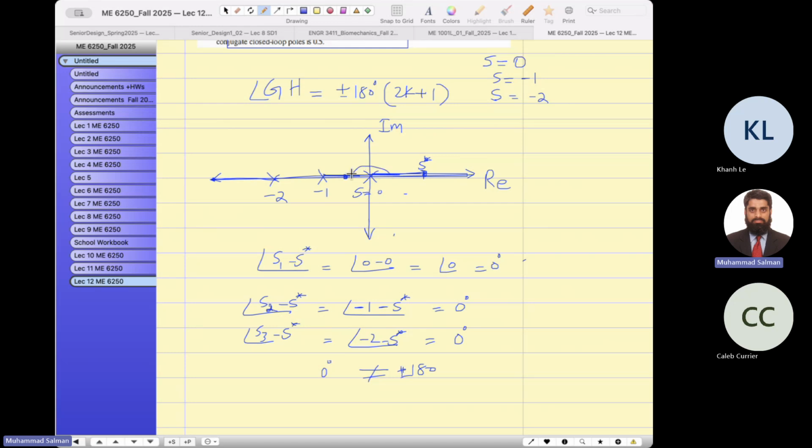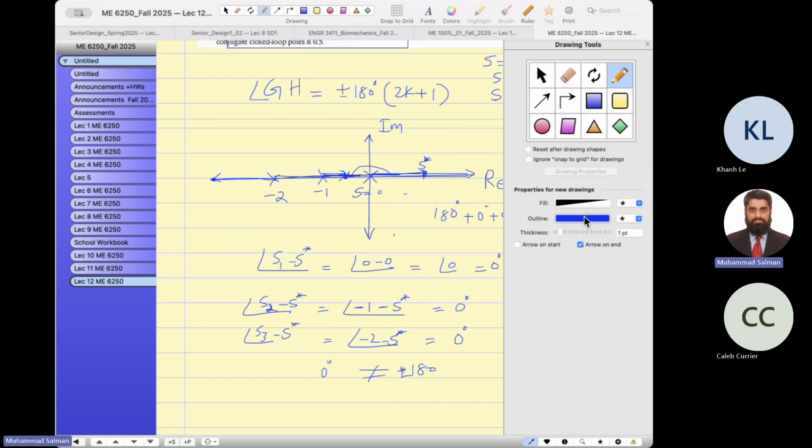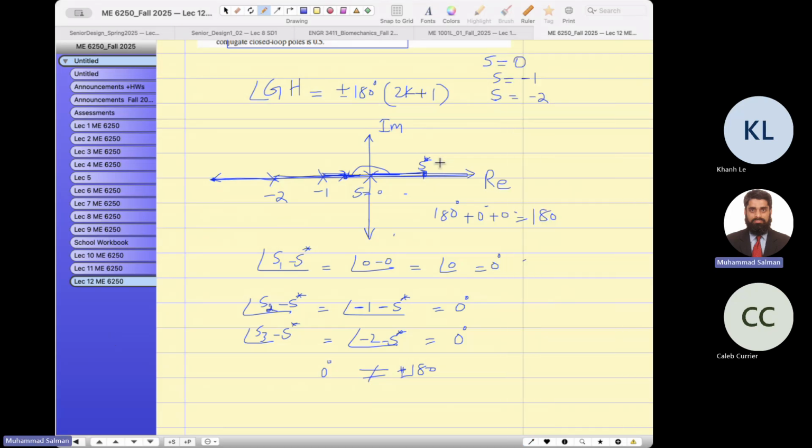What is the angle from here to here? It is 180. From here to here it is 0. From here to here it is 0. So it is 180. So I would say this side, let me change the color to show you the real axis. If the test pole is located between the two poles, the root locus will lie on this part.